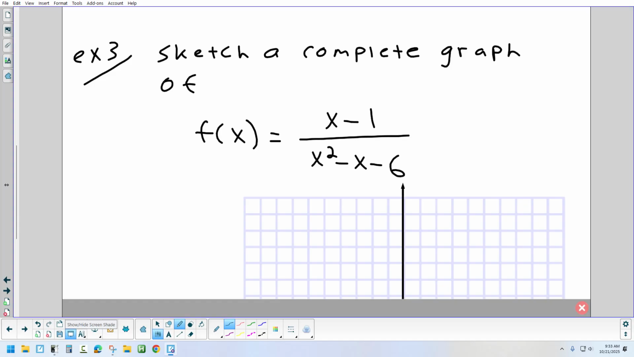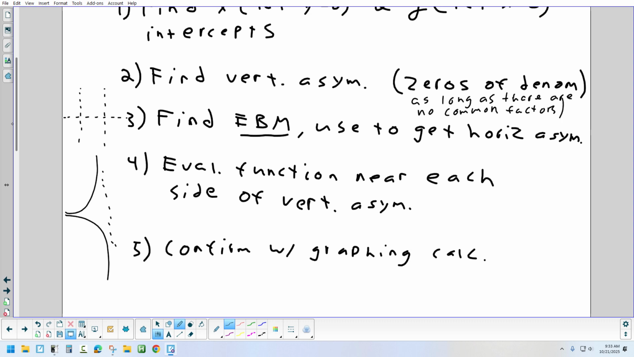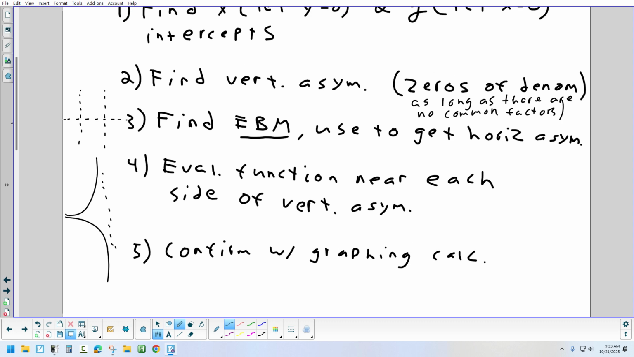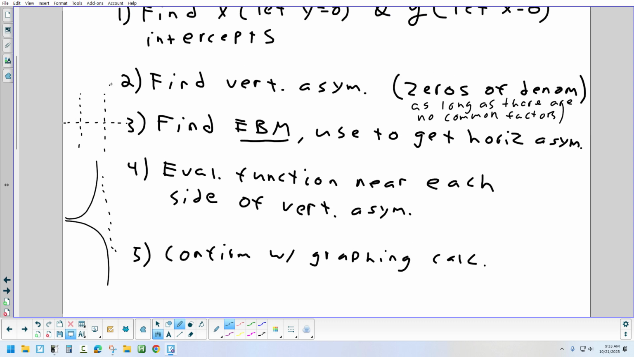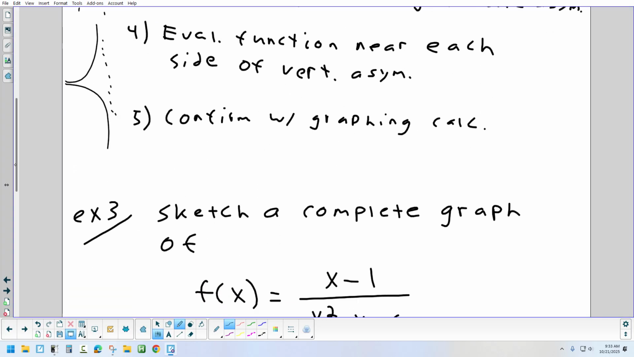x minus 1 over x squared minus x minus 6. Now, the first thing I would do is if you have something that's quadratic, try to factor it. Because you're going to need that factor to do some of these 5 steps. Not all of them, but it's definitely helpful for step 2 if you factor that.